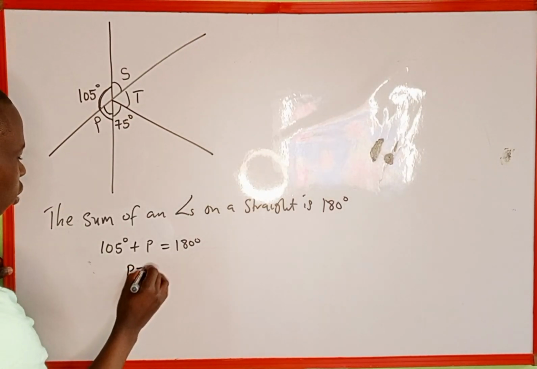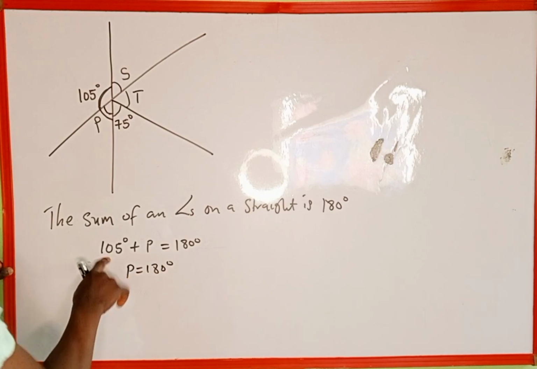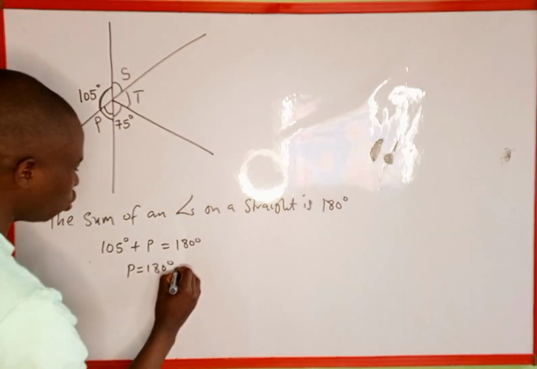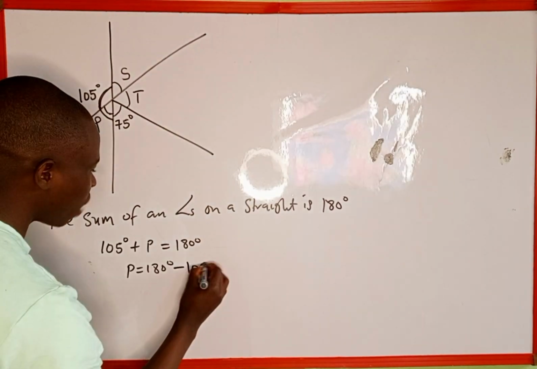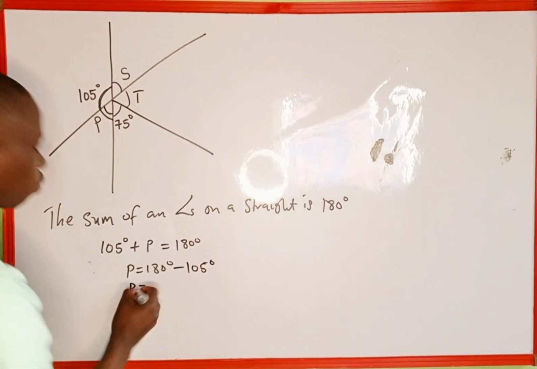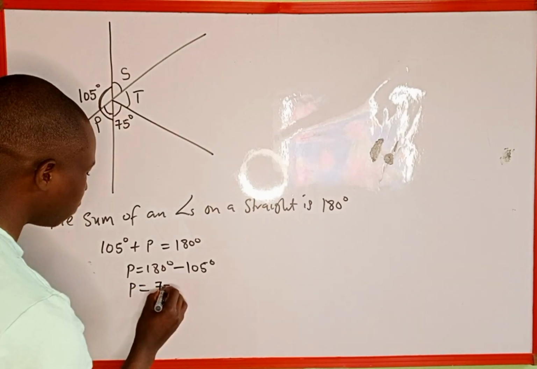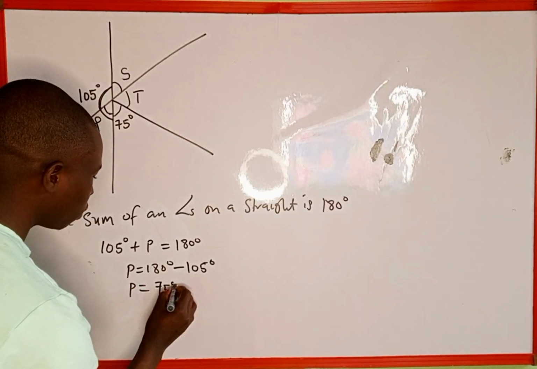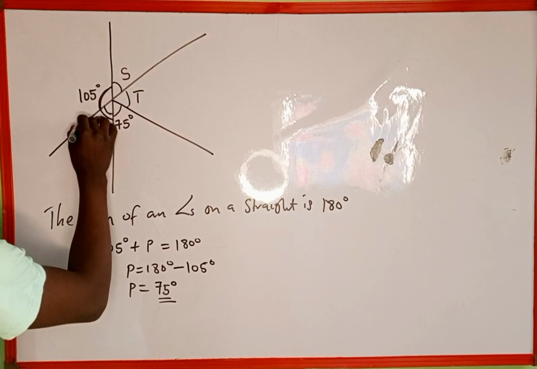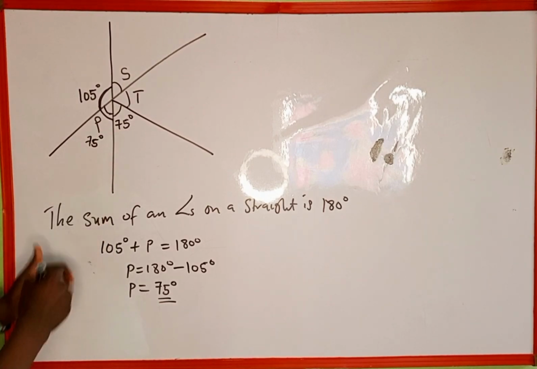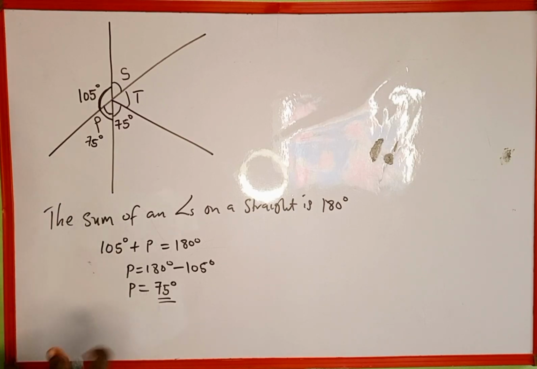So P now will be equal to 180 degree. Then we take this 105 degree to the right hand side of the equation. It's going to change to negative 105 degree. So P now will be equal to 180 degree minus 105, which gives us 75 degree. So this is the value of P. P is 75 degree.